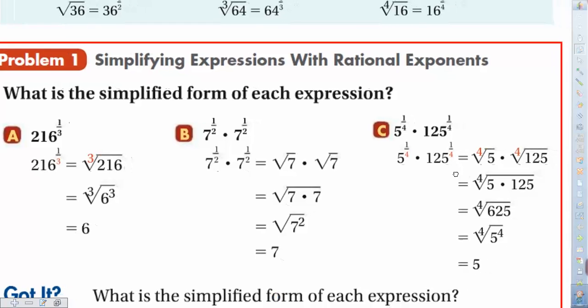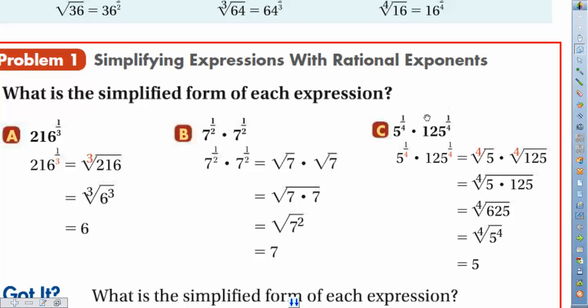And then take a look at what they end up doing here. A 4th root of 5, yeah, it actually is the 4th root of 5, I was just getting ahead of myself there. 5 to the 1/4 times 125 to the 1/4 is the 4th root of 5 times the 4th root of 125.